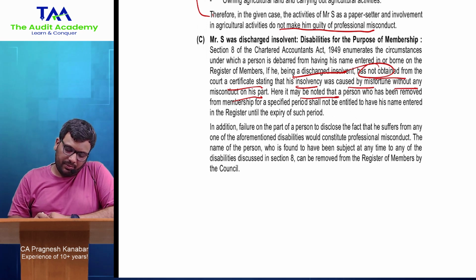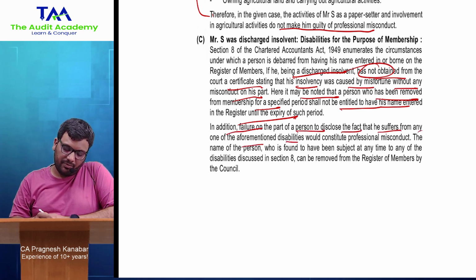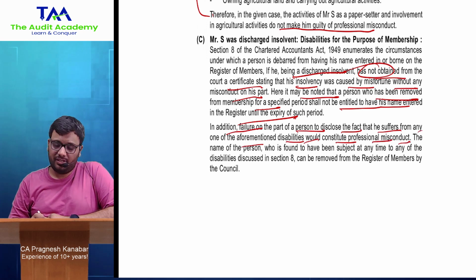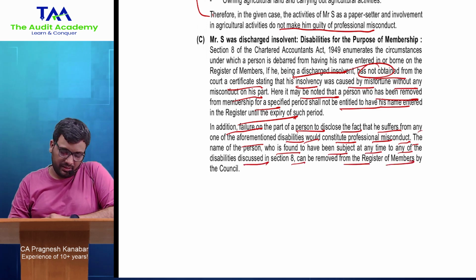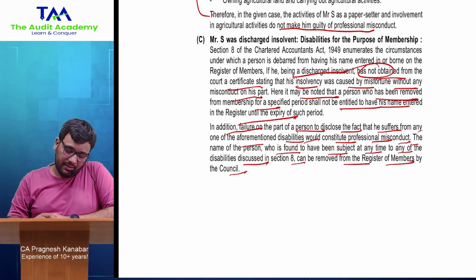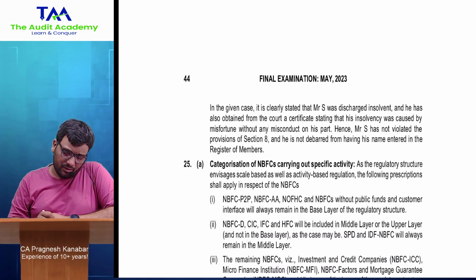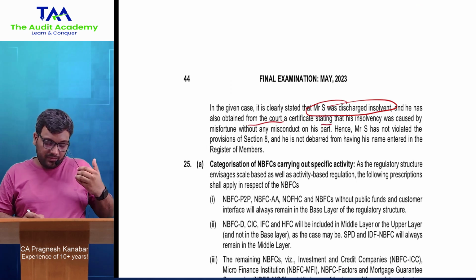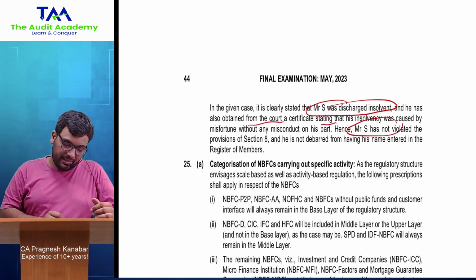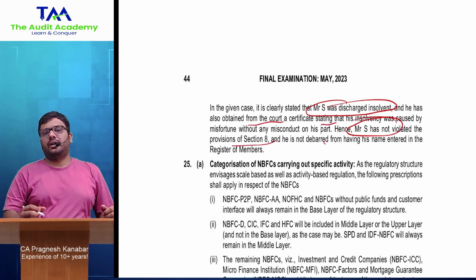Here it may be noted that the person who has been removed from membership shall not be entitled to have his name entered. In addition, failure on the part of a person to disclose the fact that he suffers from any of the above mentioned disabilities would constitute professional misconduct. The name of the person who is found to have been subject at any point of time to any of the disabilities can be removed from the register of members by the council. In the given case, it is clear that Mr. S was discharged insolvent and he has obtained from the court a certificate stating that his insolvency was caused by misfortune without any misconduct, and hence Mr. S has not violated and he will not be debarred.